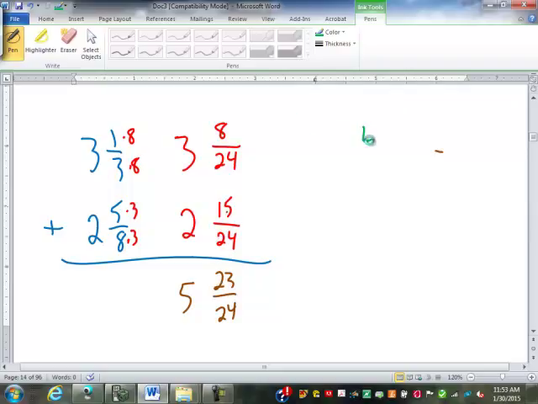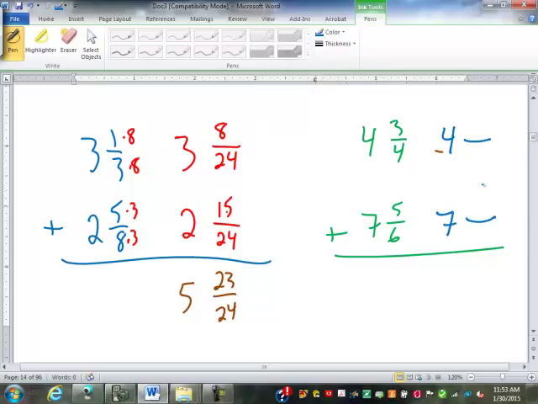Let's look at this. 4 3/4 plus 7 5/6. So once again, we need common denominators. Now the first one most people see here is 24, but we can actually use 12. It wouldn't be wrong to use 24. We could do that. We just have to do some reducing in our final answer. But it's always easiest if we can use that smallest common denominator, in this case the 12.